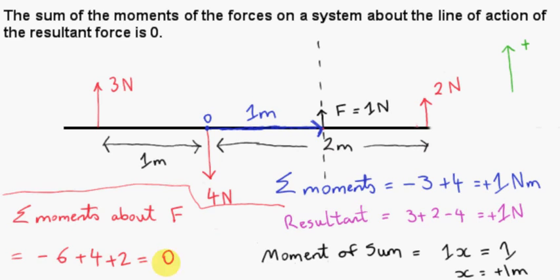So this fact is true for the forces on any system, and it's something that we will see in the case of the center of gravity of a system. The sum of the moments of all the forces on a system about the center of gravity is 0.